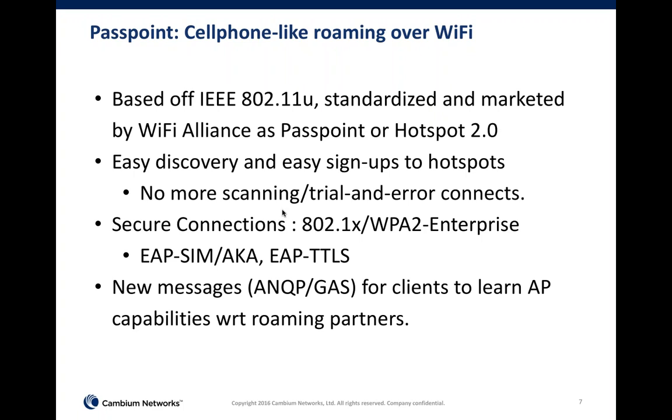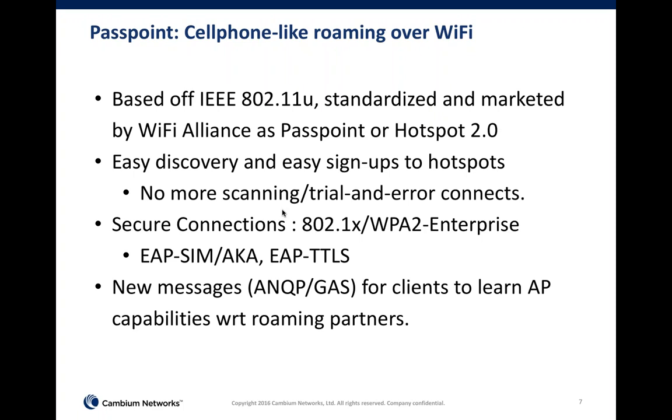What would happen is your phone or your laptop would start scanning networks. It would probe the access points to find out their capabilities. There are some new 802.11 messages added for this. So older access points or access points which are not Passpoint capable will not be able to make use of this feature. Clients use these messages, which are called ANQP and GAS, to learn about the access points.